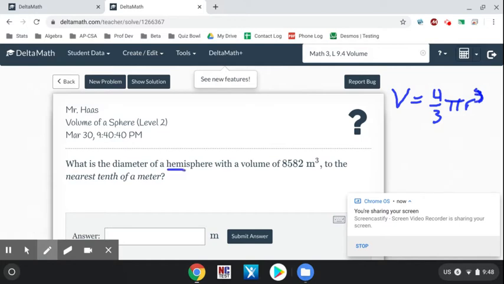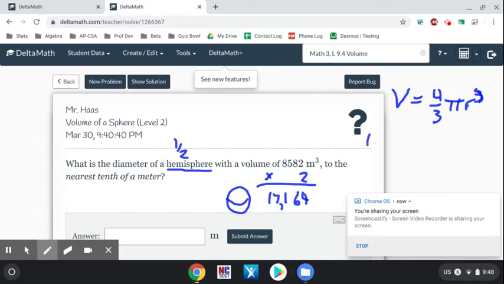In this case, we have a hemisphere, or half of a sphere. Hemi means half, like the eastern hemisphere or the northern hemisphere is half of the globe. So a hemisphere is half of the sphere. So we need to multiply its volume by 2 and figure out the volume of the entire sphere, which is about 17,164 for the entire sphere or the entire ball.